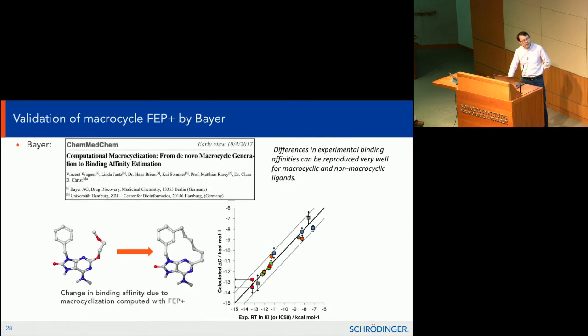And I think yesterday, Katerina from Bayer showed one example in their results. They have been using a pre-released version of our method and applied it on a few macrocycle systems, also obtained very good results, and published this result in this paper.